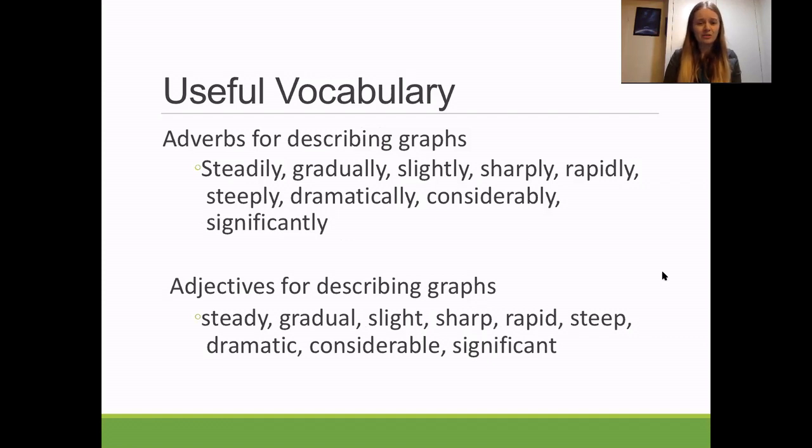Some adverbs. So you can use a lot of adverbs when you're describing charts. You can say something is happening steadily, gradually, slightly, sharply, rapidly, steeply, dramatically, considerably, significantly. And then as an adjective, it would be steady or gradual, slight, sharp, rapid, steep, dramatic, considerable, or significant. So these are some words that maybe in your general conversation with people you don't use so often, but because you know that you have to describe charts for this test, you can add that into your vocabulary to make sure that you have a variety of words to describe these things.